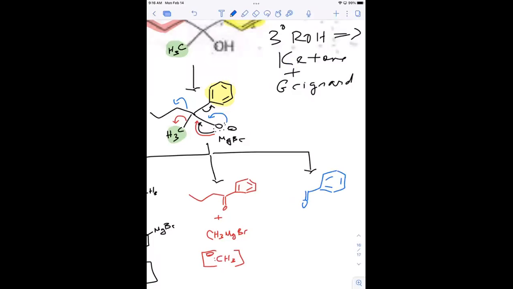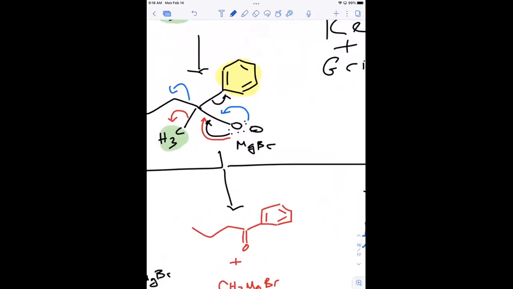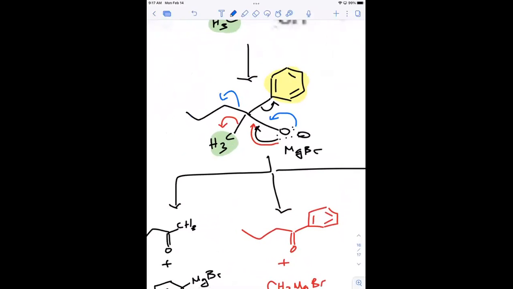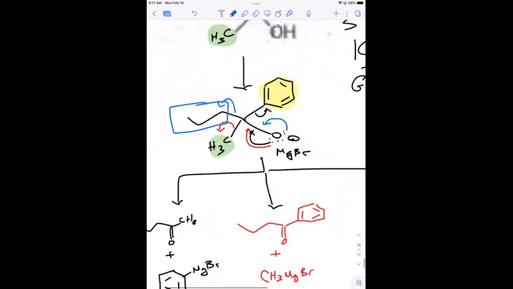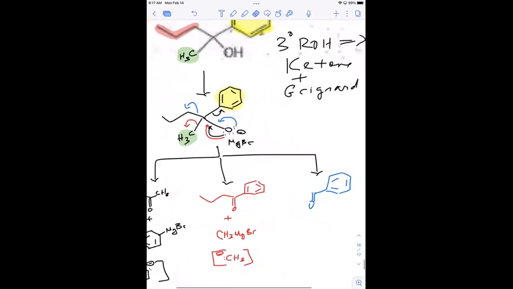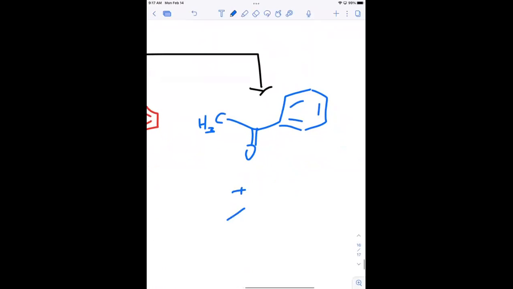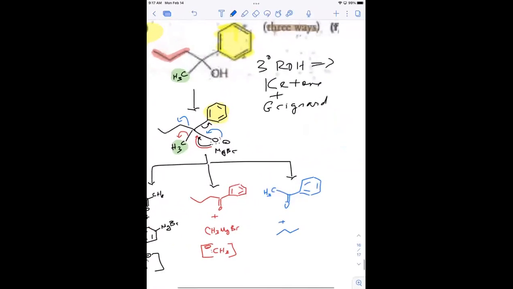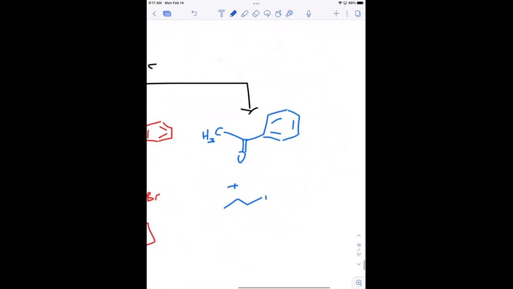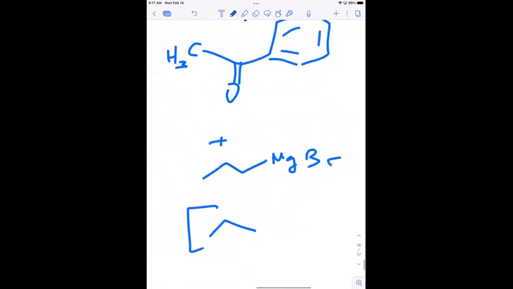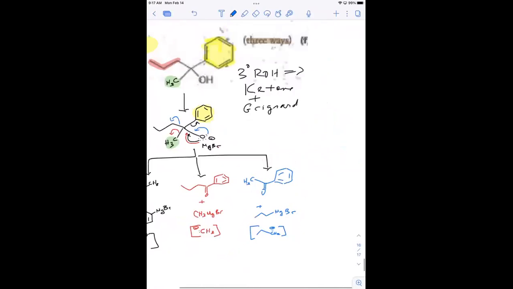Because if I'm kicking off the alkyl group here, what's left on that ketone? The methyl group. The methyl group, good. So it's that plus, I think there was 3 carbons. Right, and that Grignard would come from this. All right.